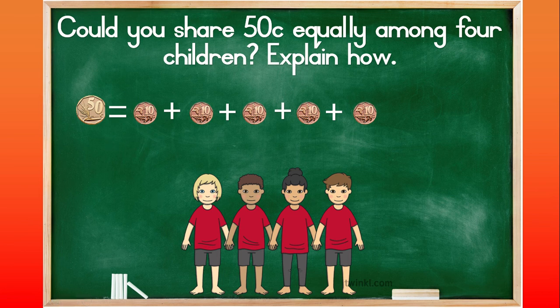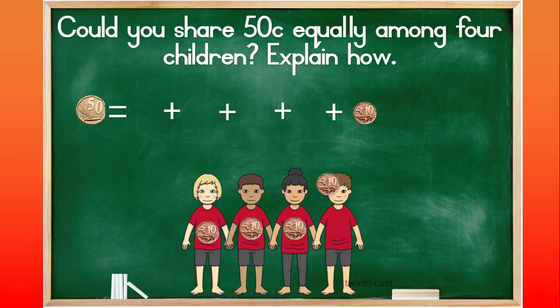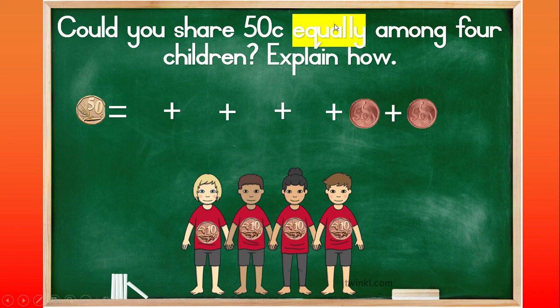So let's share it. We can give 1 10 cent to 1, another 10 cent, another 10 cent, and another 10 cent. But now we have 1 10 cent left. And remember, we want to share it equally. So to share it equally, we take the 10 cent and we make it into 5 cents. This is the simplest form we can go.